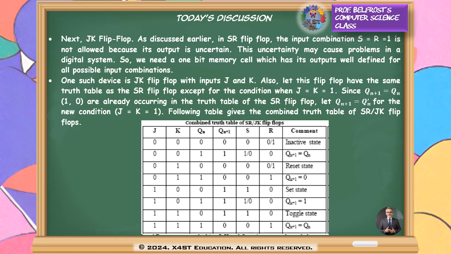So the following table gives you the common truth table of the SR and JK flip-flops, where there are not allowed conditions, and all conditions are allowed. And this is very helpful.